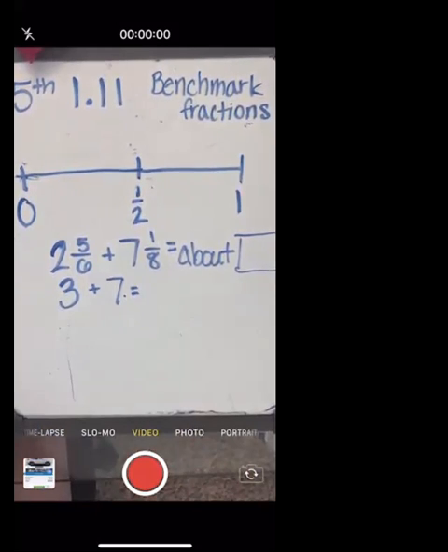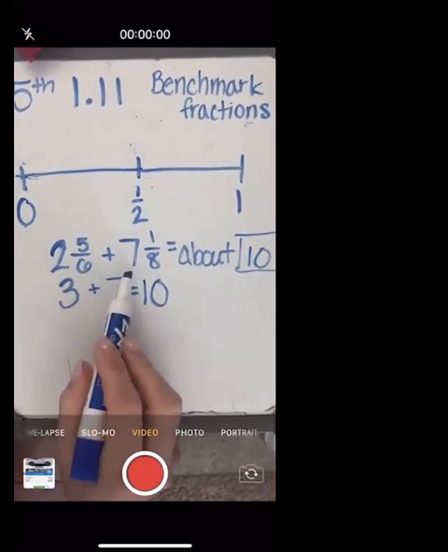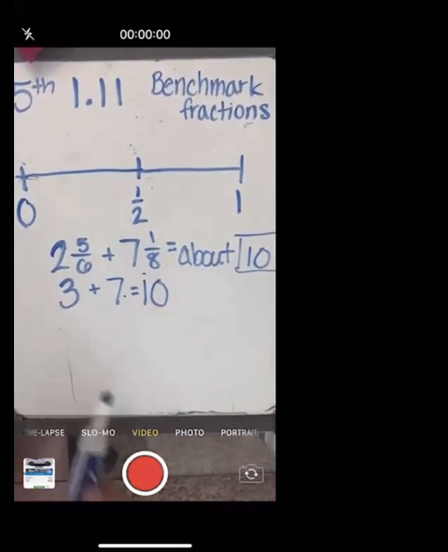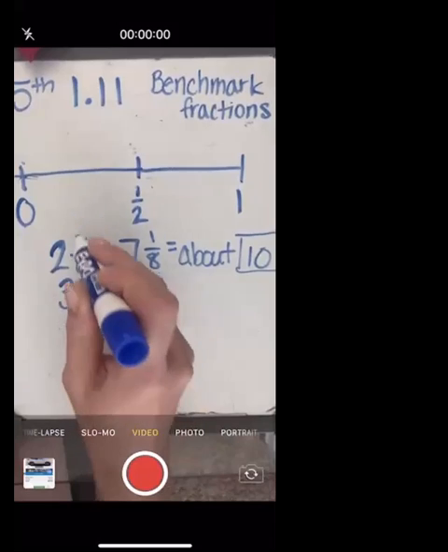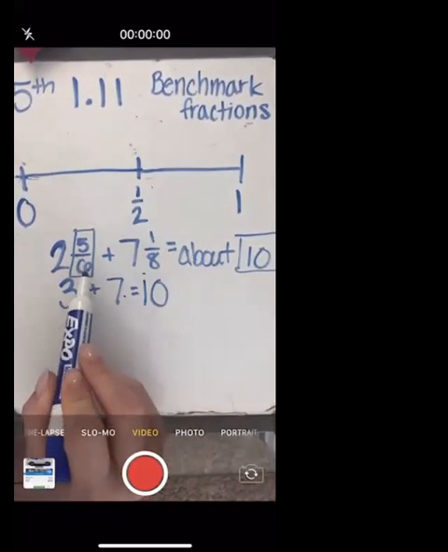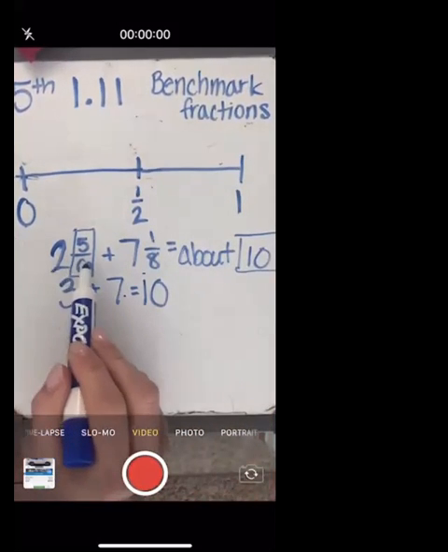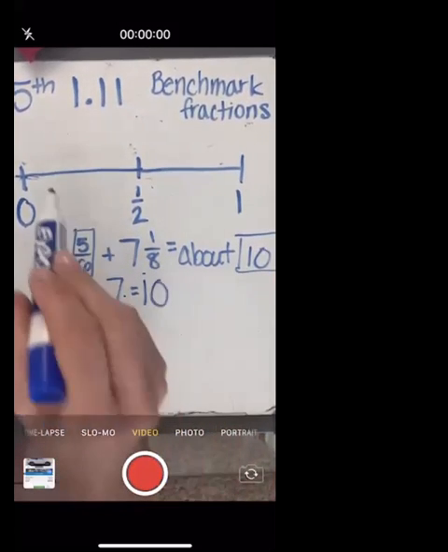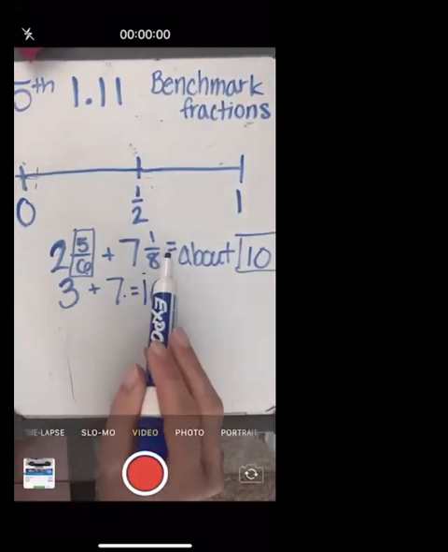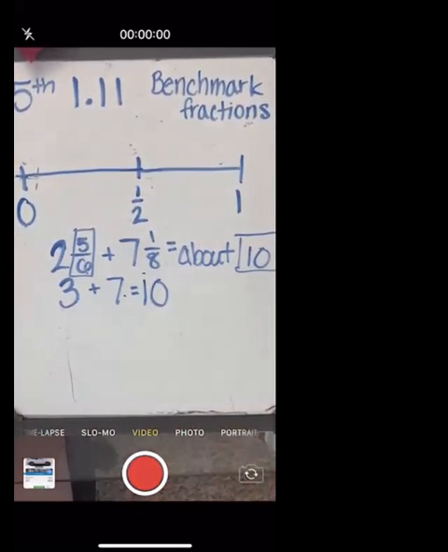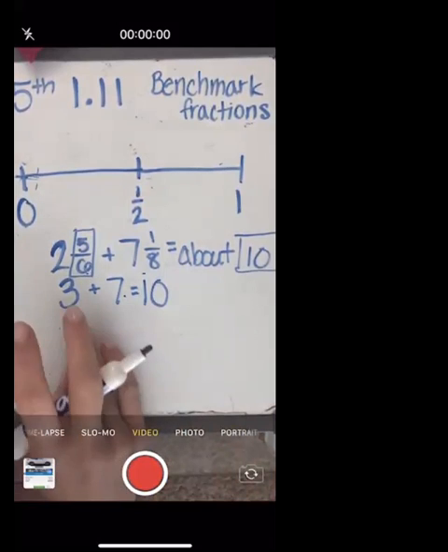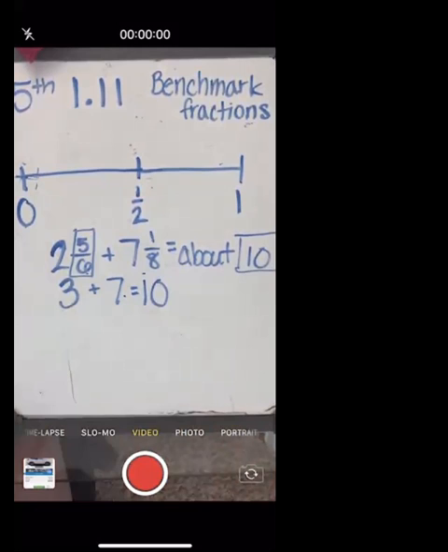10. Good. So if you wanted to go through this, you could say 2 and 5/6 plus 7 and 1/8 is about 10. Because with 2 and 5/6, I look at my fraction at the end, 5/6 is really close to 1. It would be somewhere about right here. So 2 and a whole would be 3. 1/8 is really small. It's way down here, so that puts us at close to 0. So I'd have 3 plus 7. We think a reasonable answer is about 10. Now I want you to actually solve it and see if our reasonable answer makes sense.